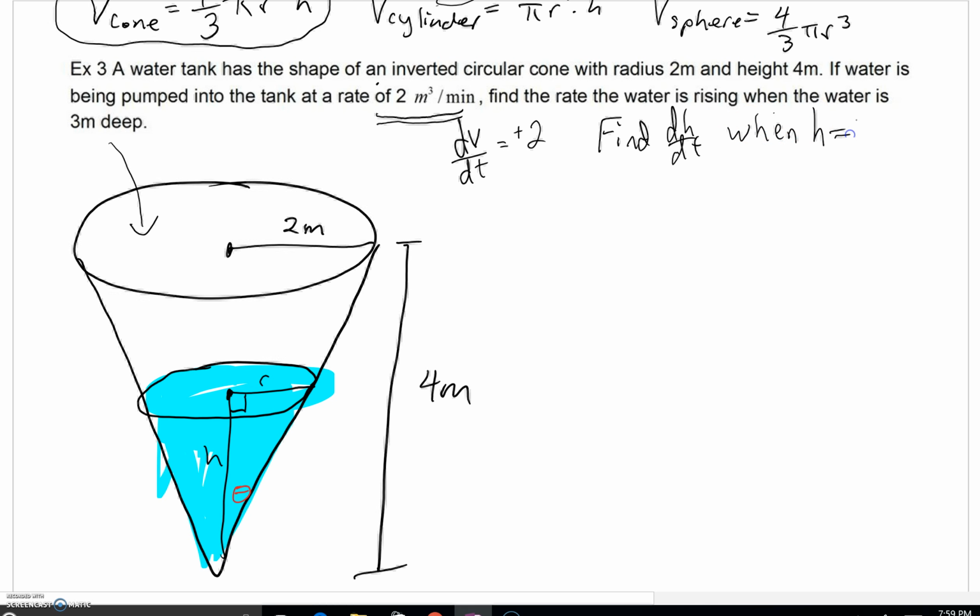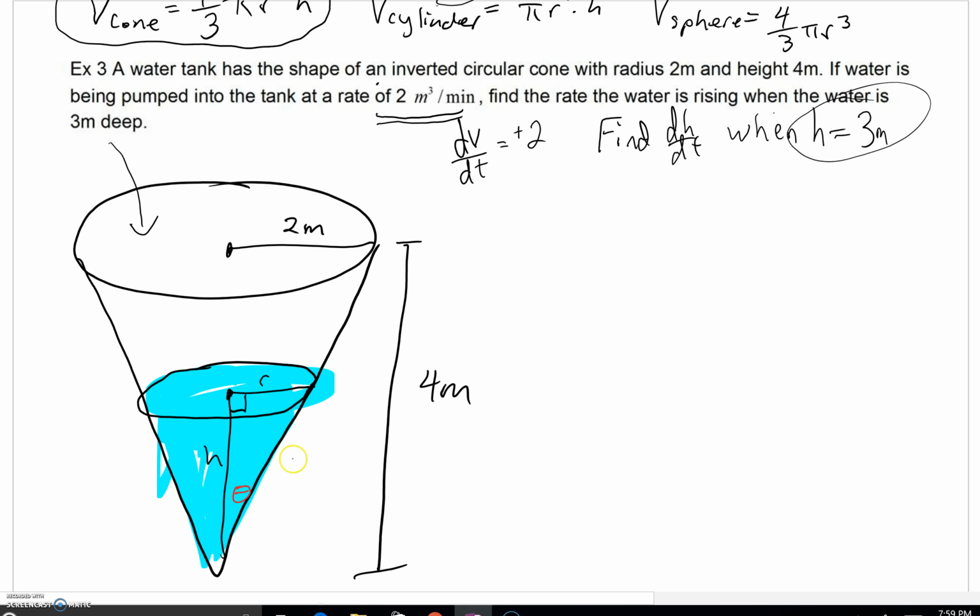well, that's your height, and that's only going to be for a fraction of a second. That height will be 3 meters, and then just a second later it will be more, because water is going to continue to get poured in. So this h equals 3 m is just going to be used at the very end of our problem, plugging it in for one particular instance.